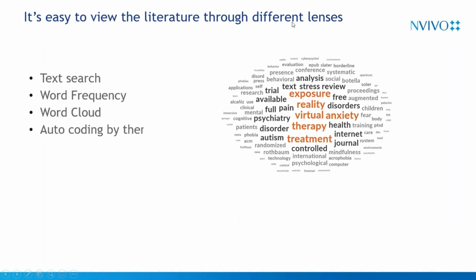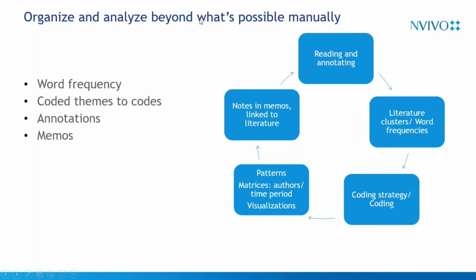And also with the process of using lit review, we can help you review your literature through different lenses with NVivo. So doing a text search or word frequency, the word cloud example, auto coding for themes, that's what it should say here. And then organizing and analyzing beyond what's possible manually. So to go through that reading, looking through coding strategy patterns, you can use word frequency, coded themes to codes, annotations, and memos to help you with that.